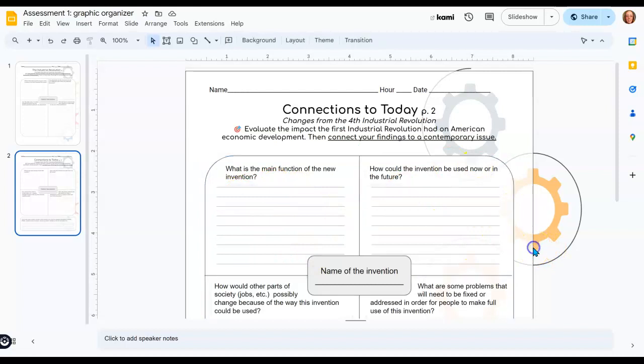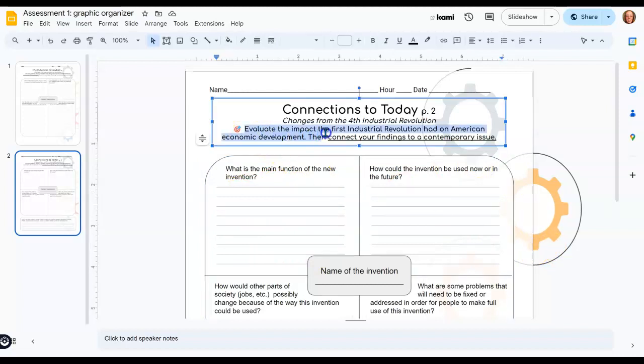The reason we're doing this is because our target says to evaluate the impact of the first Industrial Revolution. We've gotten into that pretty well with, women's roles changed. We had an expansion of slavery because of the cotton gin's invention. Travel changed because it got faster, easier. That's the impact of the first Industrial Revolution. So now we're trying to connect our findings to a contemporary issue. That means one now. And so there's a lot of ways we could do that, but you get to choose one of these three inventions and see if you can come up with a connection.